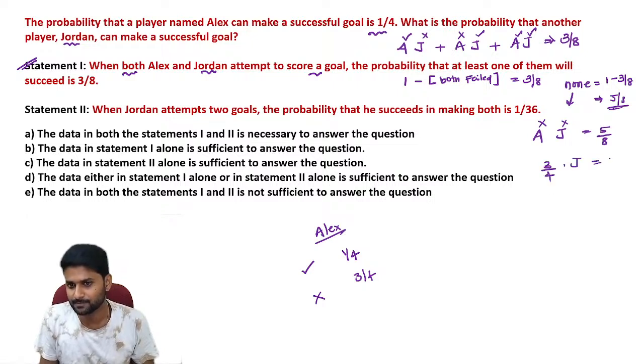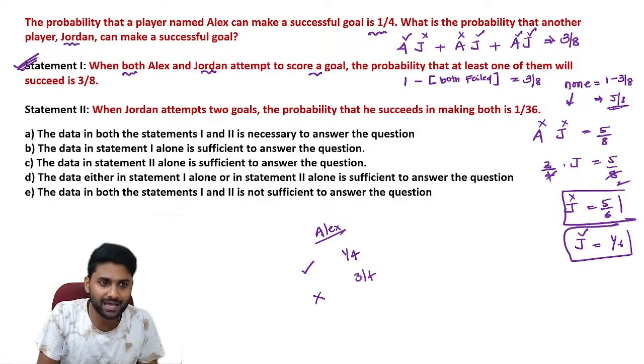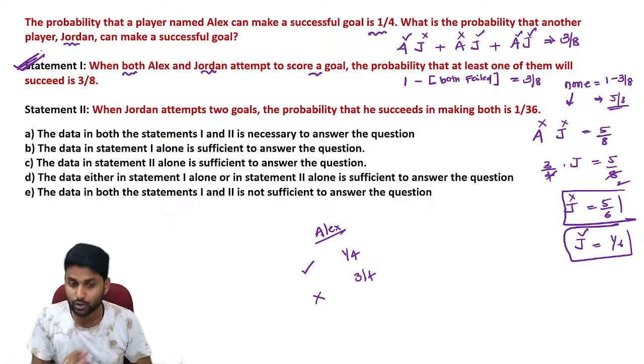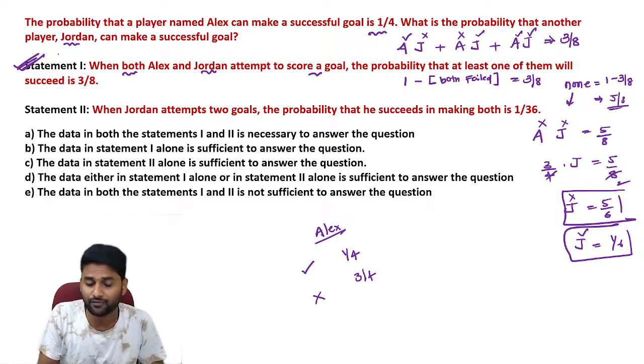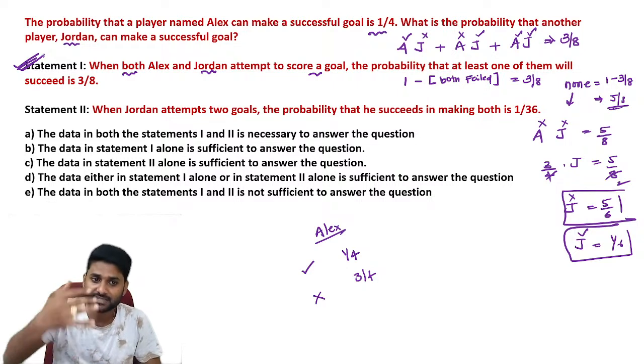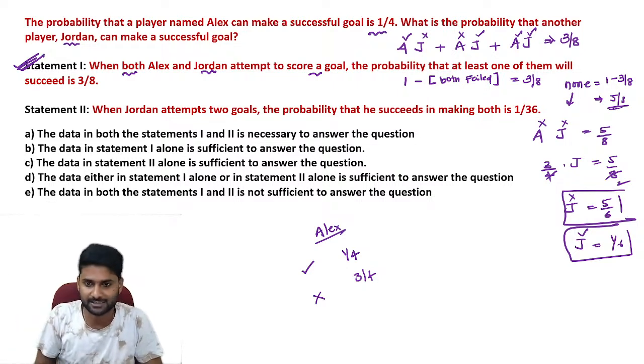Let's find Jordan. So here it is exactly 2 times. Jordan missing the goal, the probability is 5 by 6. So we can conclude that the successful goal for Jordan is 1 by 6. Yes, 1 alone is sufficient for our question. But don't choose that option. You have to verify the second case also. So we can identify that the successful goal of Jordan is 1 by 6.